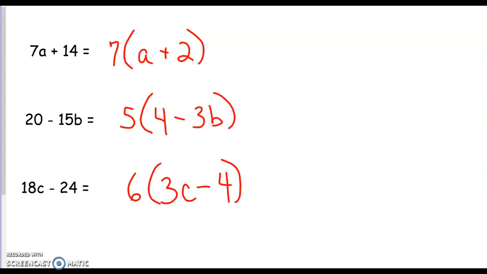The last one, we had to find the greatest common factor. We could have factored out a 2 or a 3, but those aren't the GCF, so we factored out 6. 6 times 3c gives us 18c. 6 times 4 gives us 24.